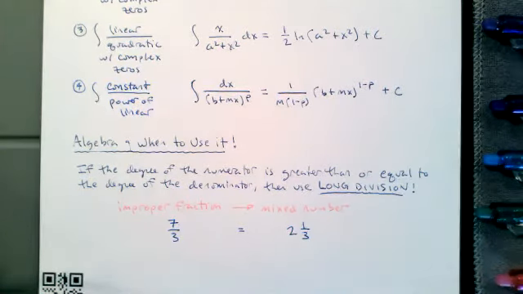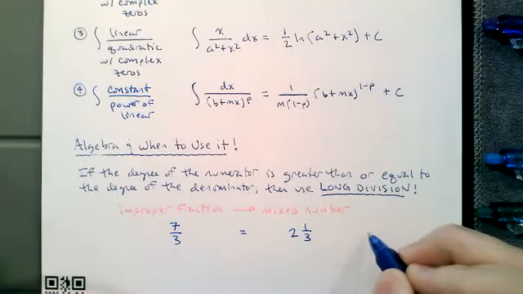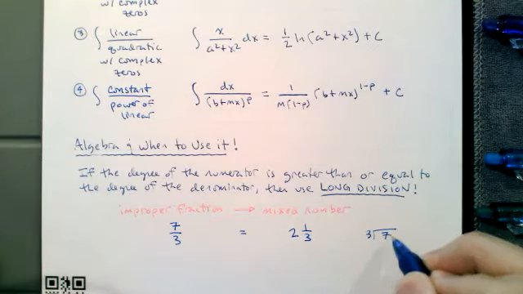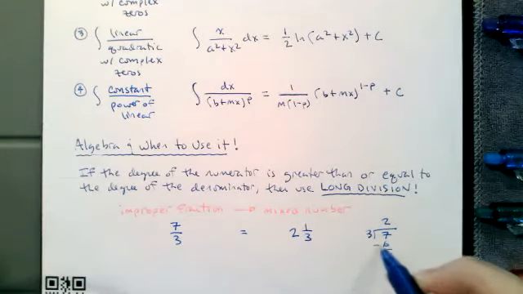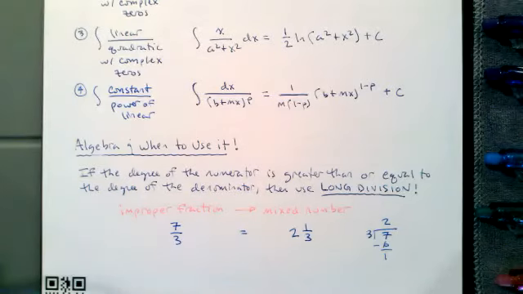And we do the same thing with polynomials that we do with numbers. We look at 3, we divide 3 into the 7. We say 3 goes into 7 2 times. 2 times 3 is 6. 7 minus 6 is 1. There's 1 left over.